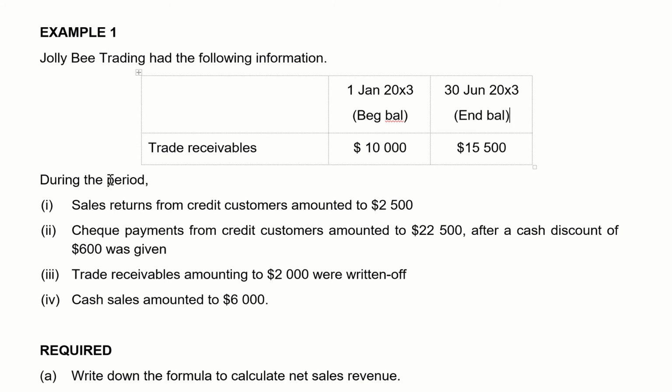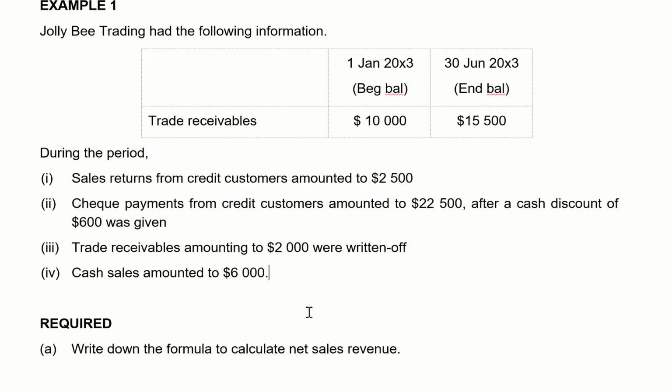So what additional information did they tell you? They tell you that the sales returns from credit customers amount to 2,500. Your customer returned 2,500 to you. Check payment from credit customers is 22,500, and this is after you give a cash discount of $600. They also tell you trade receivables amounting to $2,000 were written off. And the last piece of information, cash sales amounted to $6,000.